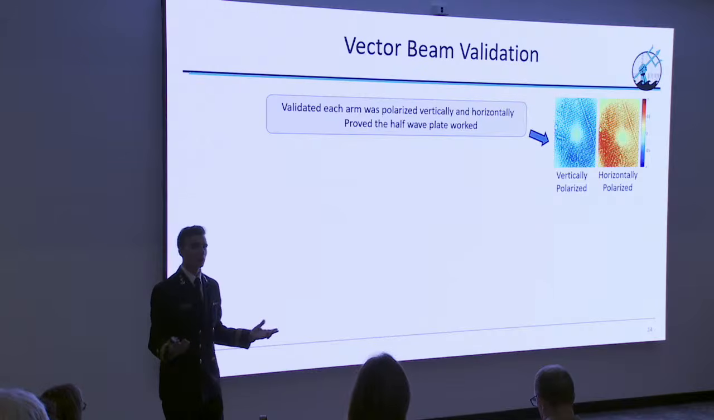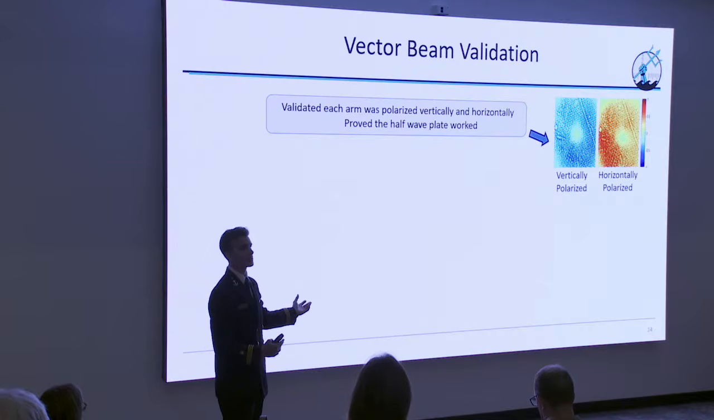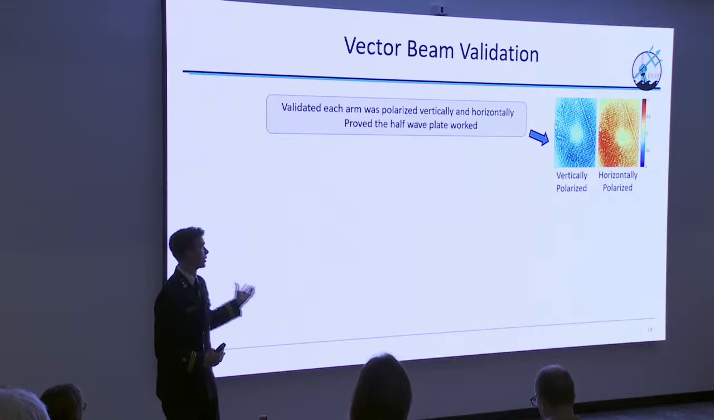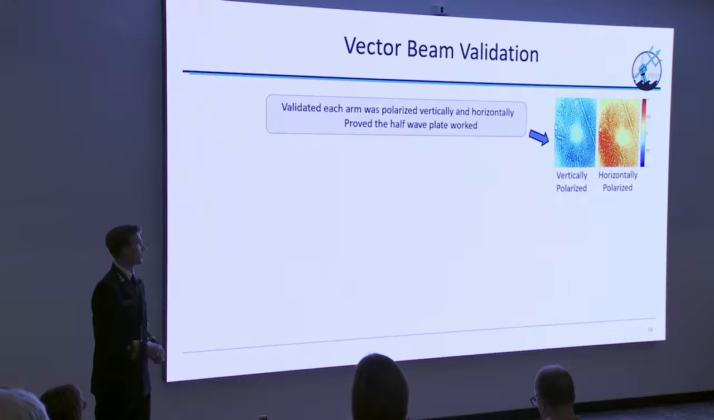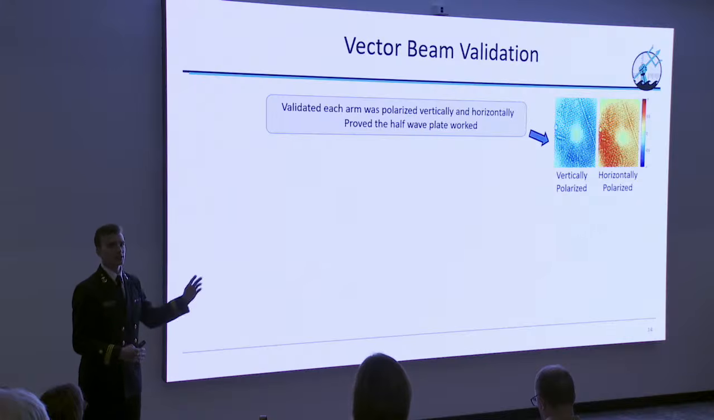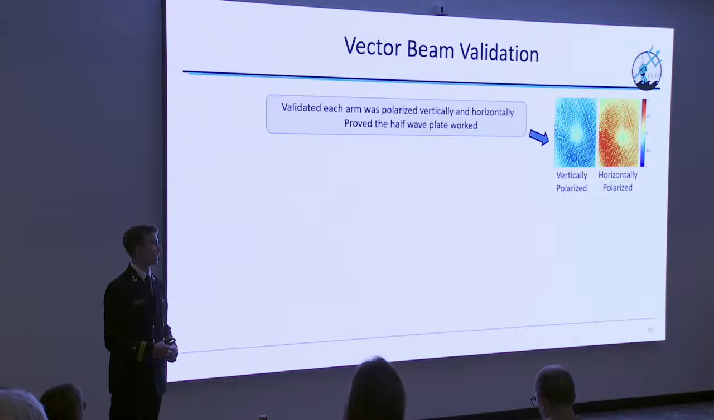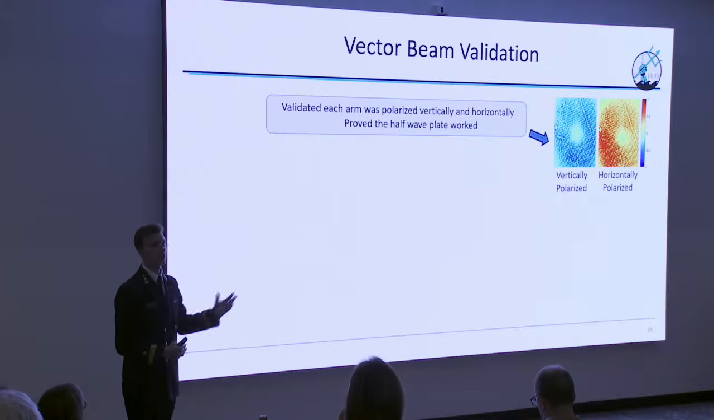So the first thing we had to prove was that we actually had a vertically polarized beam and a horizontally polarized beam. That's what this image shows. We showed that we did indeed lock in the vertical polarization states, and then we also showed that the half wave plate was properly aligned and oriented to give us a horizontally polarized beam of light.